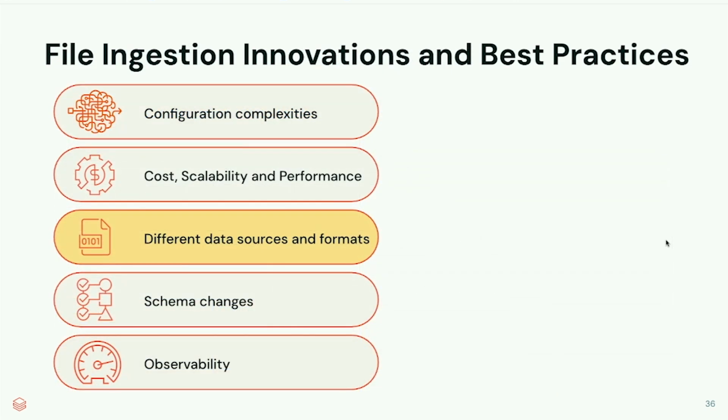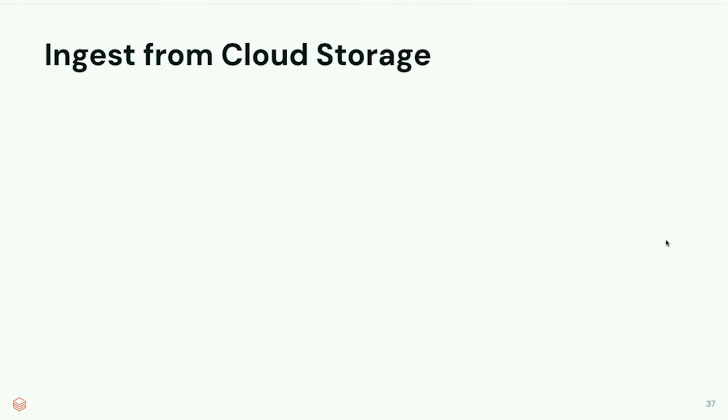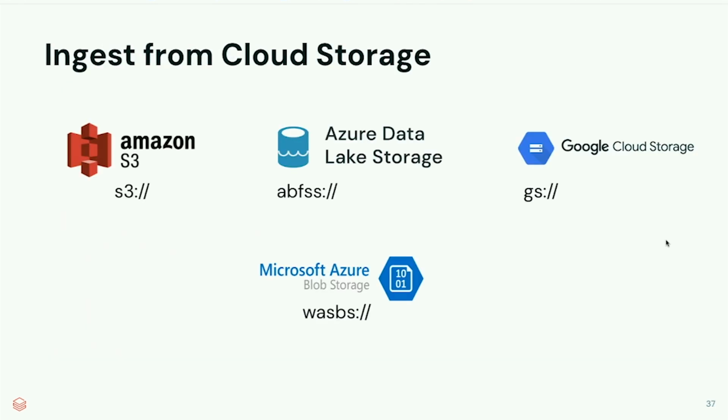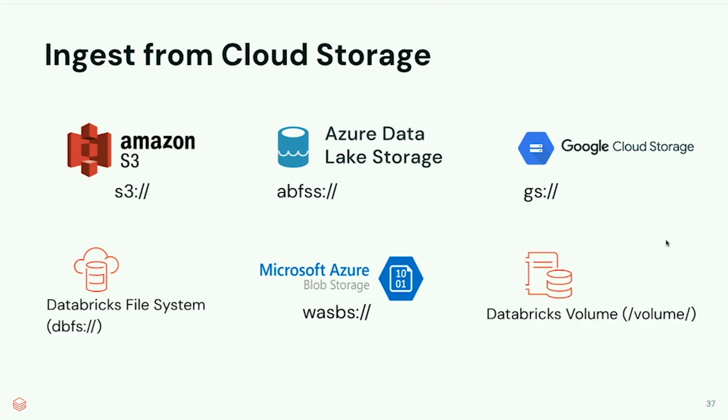So that was about the cost and efficiency and performance. So now let's talk about the data sources and formats. We have been talking about how Autoloader is very good at ingesting data from different cloud providers, and it supports all major cloud providers that we are familiar with today. And it can also ingest data from Databricks' own file system as well as volumes.